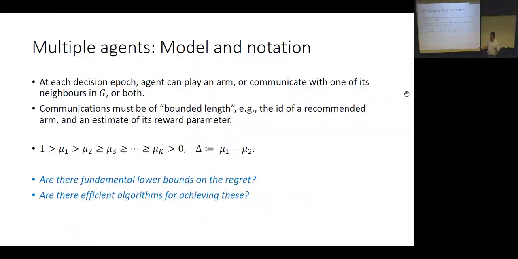Let's say that at each decision epoch, an agent plays an arm, and they can choose to communicate or not with a neighbor, only with one of their neighbors. So if you're on the complete graph, for instance, you're not allowed to communicate with all your neighbors, but you pick any one of them and you can talk to them. And the communication shouldn't be too long. You shouldn't be allowed to send your entire history of what you observed.